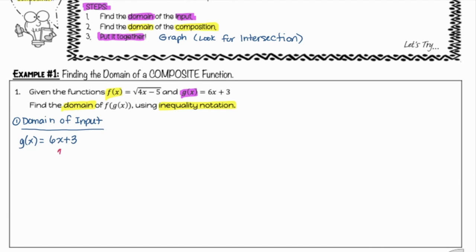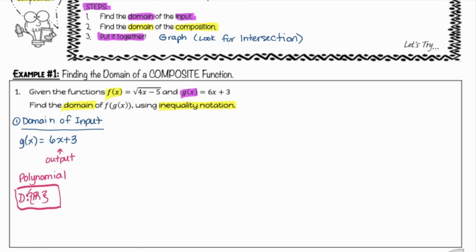I'm looking at that 6x plus 3, that's our output. And I'm asking myself, what is 6x plus 3? 6x plus 3 is a polynomial. And since it's a polynomial, that means that the domain would be all real numbers. All right, so I am going to leave this part as that. I did part 1, we found our domain of the input.